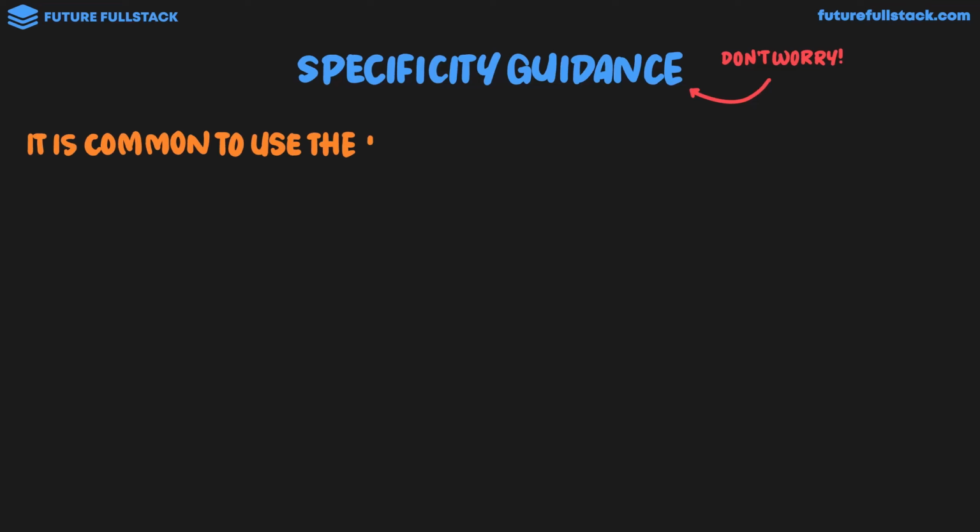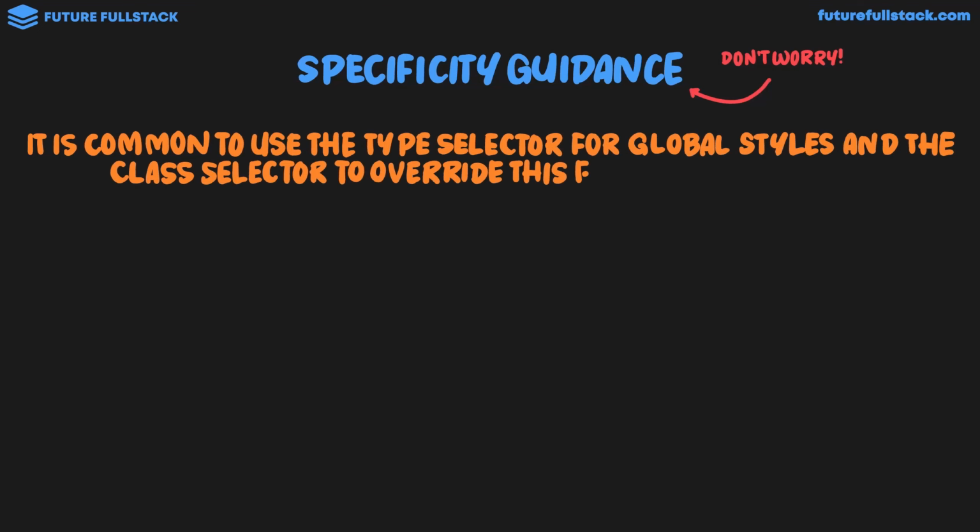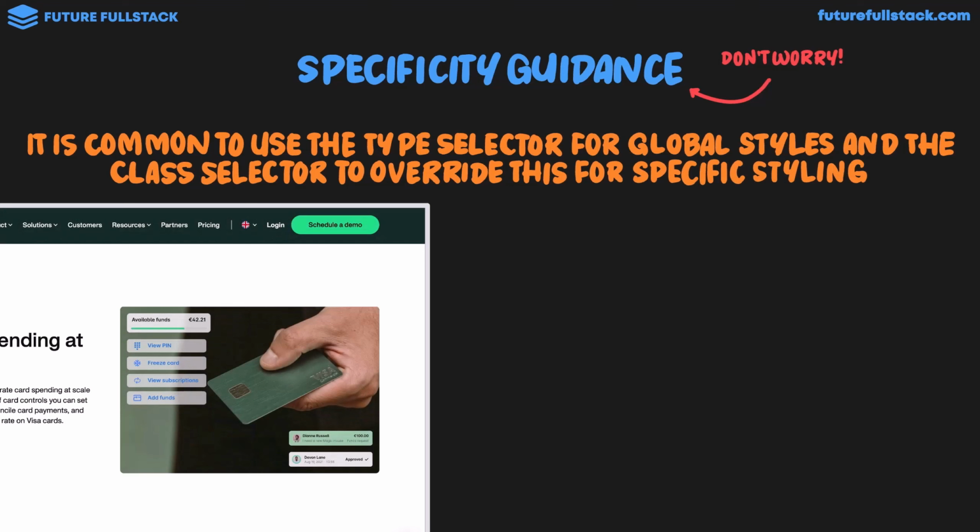The reason I don't want you to worry too much about it is because it is common to use the type selector for global styles and the class selector to override this for specific styling. For example, on this page, the heading 2 over here would be a global style with a specific font weight, color, font size, etc. So by default, within our application, all H2s will be styled this way.